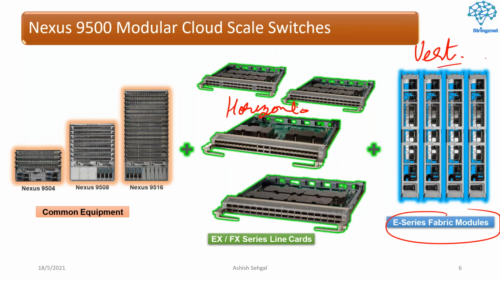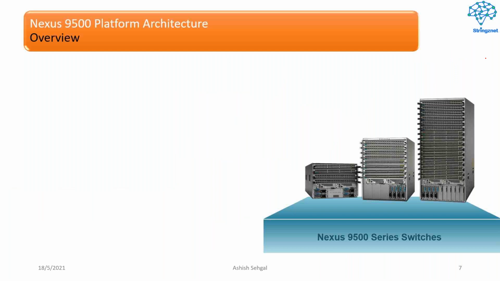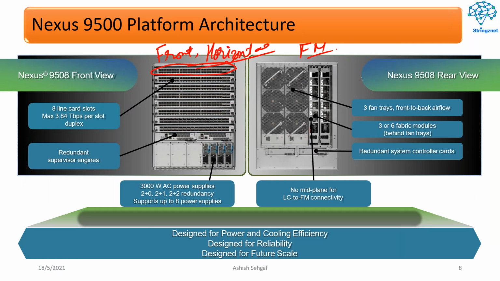Now, the important thing for us to understand is where the fabric modules are placed. Dear friends, the line cards are always placed from the front of the chassis, and they are always in a horizontal position. The fabric modules, the FMs, which are meant to weave the line cards together, are placed from the rear of the chassis, and they are always placed in a vertical position. Yes, they are behind the fan trays. So they make sure that all the line cards get properly interconnected. I'm using a term, they get properly weaved together.